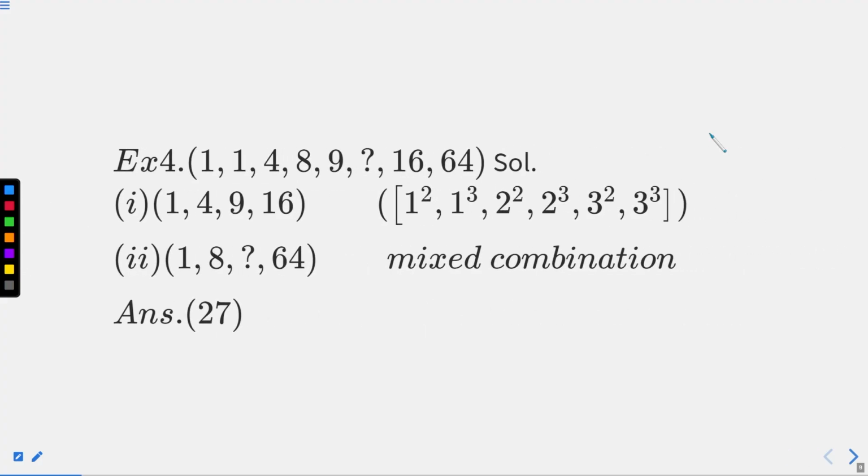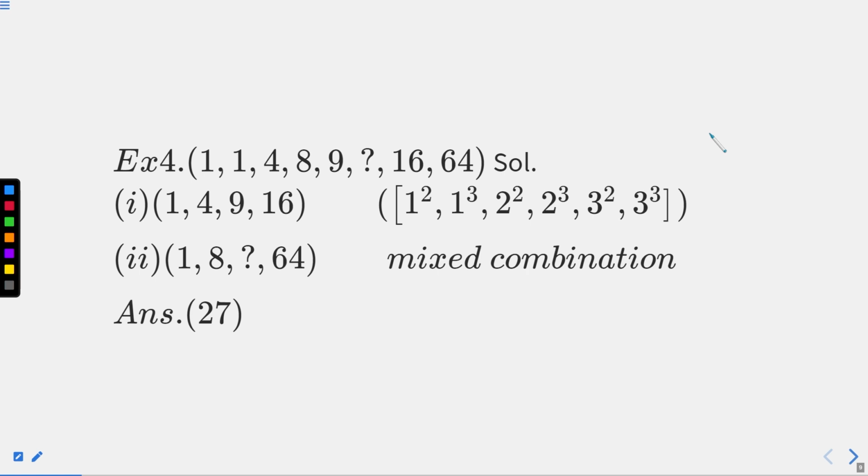Here you have seen a good example. Now this is a combination of two series, I can say. Here you can see the first number is 1, which is followed by 1. The second number is 4, which is followed by 8. The third number is 9, which is followed by a missing value. The next number is 16, which is followed by 64.